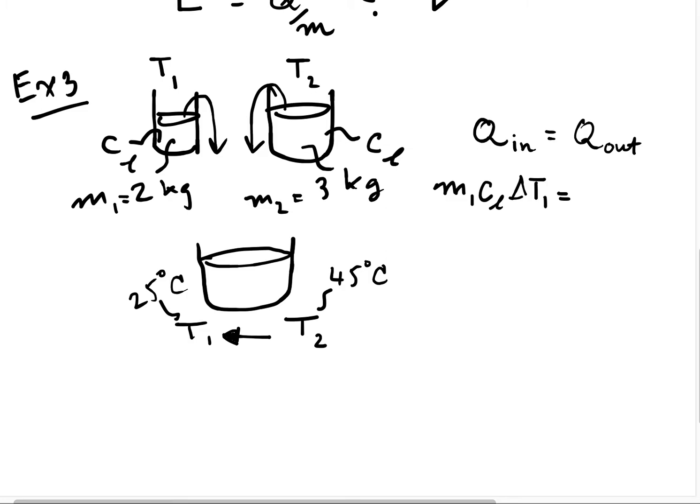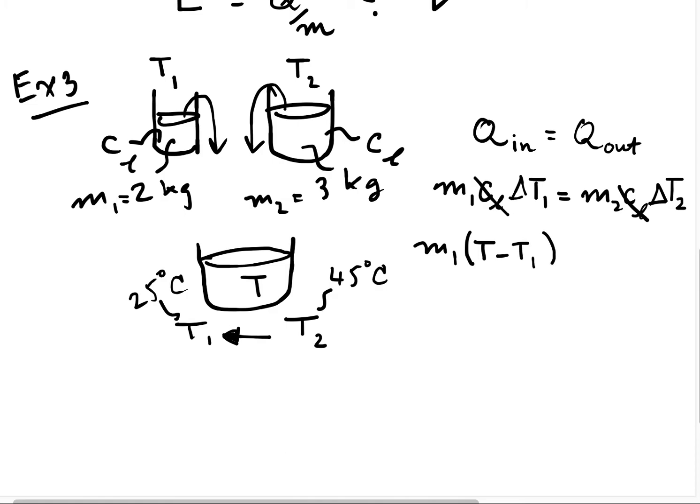And the right hand side is the heat that is coming out from the T2. So I will write down here M2 C delta T2. Okay, so we can cancel the specific heat because it is the same, so that we get M1 C times delta T. So this T is the final temperature minus T1.